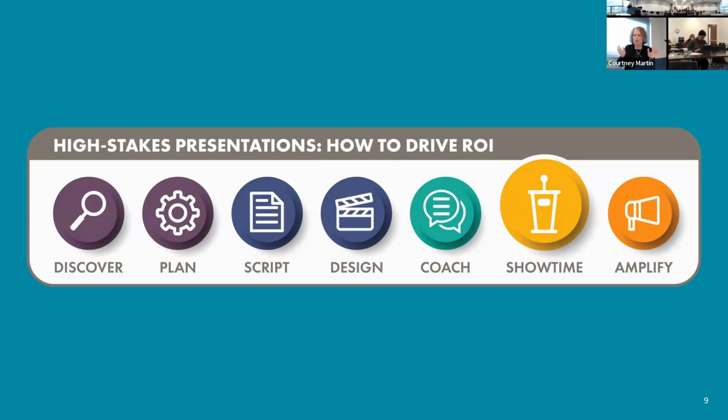So what does this framework look like? It is a deliberate roadmap that's going to get you from the beginning to the middle to the end. It gives you this vision for your speech because you know how you're going to start, how you're going to move through it, and how you're going to get to the end. There are 7 elements of this framework.